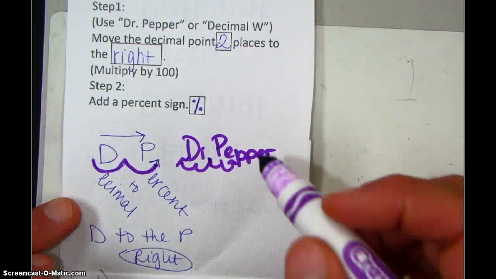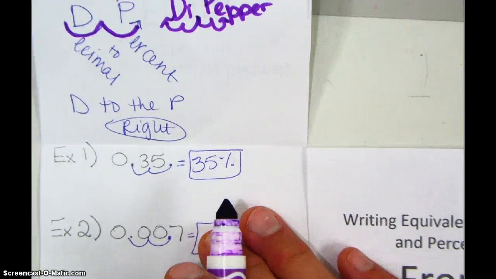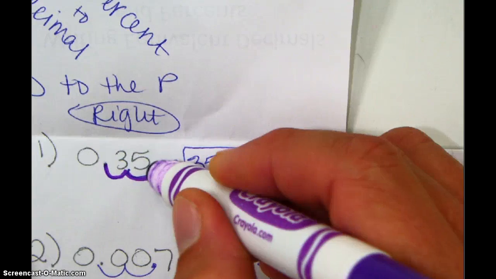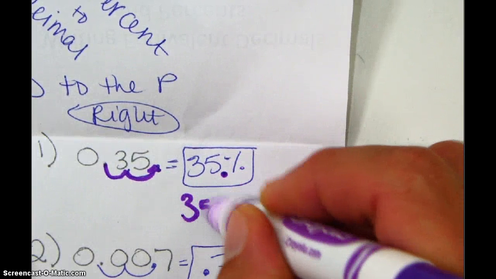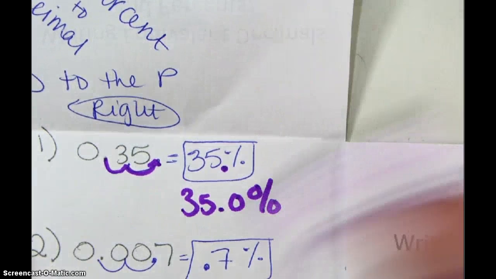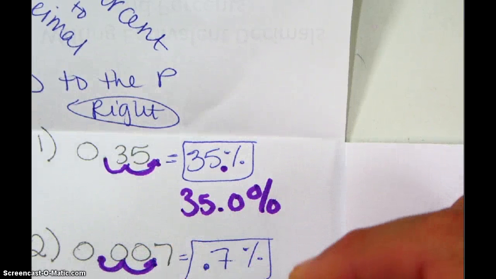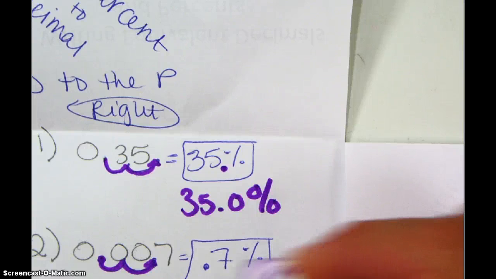Okay, so let's do a few examples. Okay, we have 35 hundredths, and we move that two places to the right. The decimal is now here, so it's like 35.0%. Okay. On example 2, the decimal's here, move it two places to the right. Now we have 0.7%.